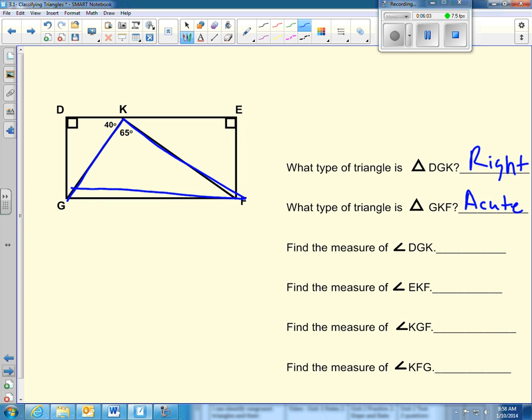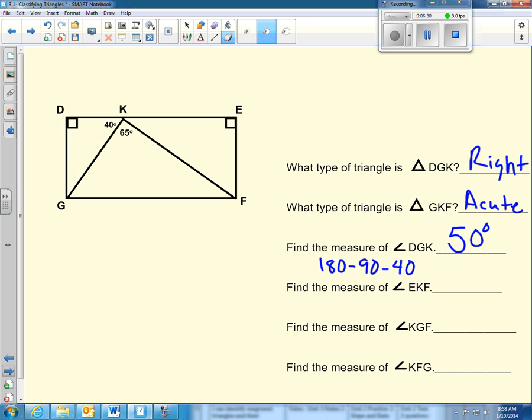All right, so let's actually find some of these missing measurements. Find the measure of angle DGK. So we're going to find this one here. Well, this one's a simple one for us to do. We're going to take our 180 that our triangle adds up to, minus out the 90 we know, minus out the 40 we know, and that ends up with 50 degrees. And we want to label this one with degrees because we know that we're talking about an angle here.